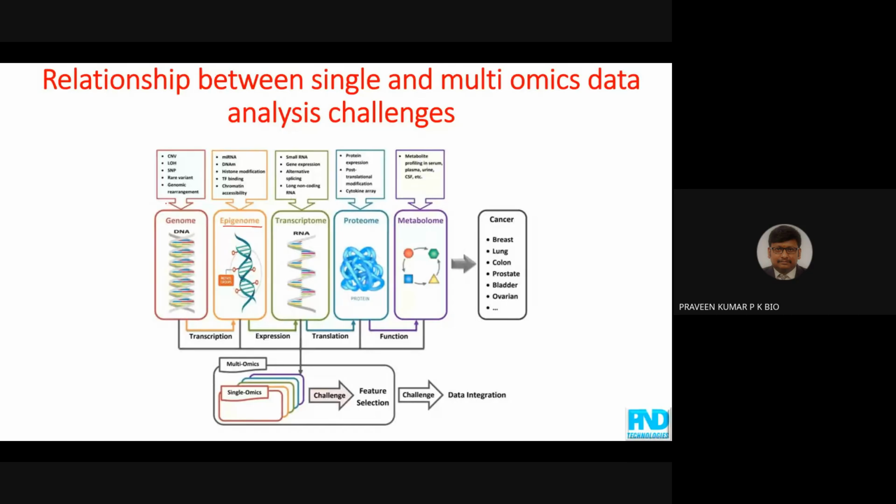Okay, in the genome, these are some of the technical terminologies we can see: single nucleotide polymorphism, rare variant, genomic rearrangement. Whereas in the epigenome, we can find miRNA and histone modification, where you can observe the PTM, post-translational modifications. In that, especially whatever you study in the genome with respect to PTM, that's what we call an epigenome.